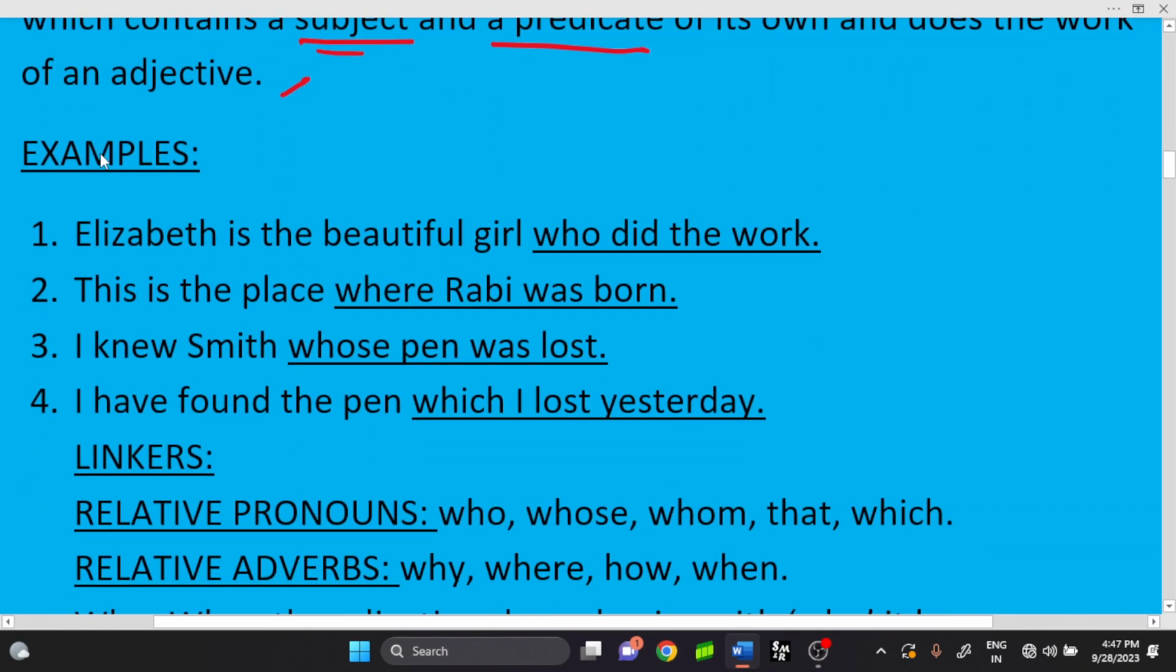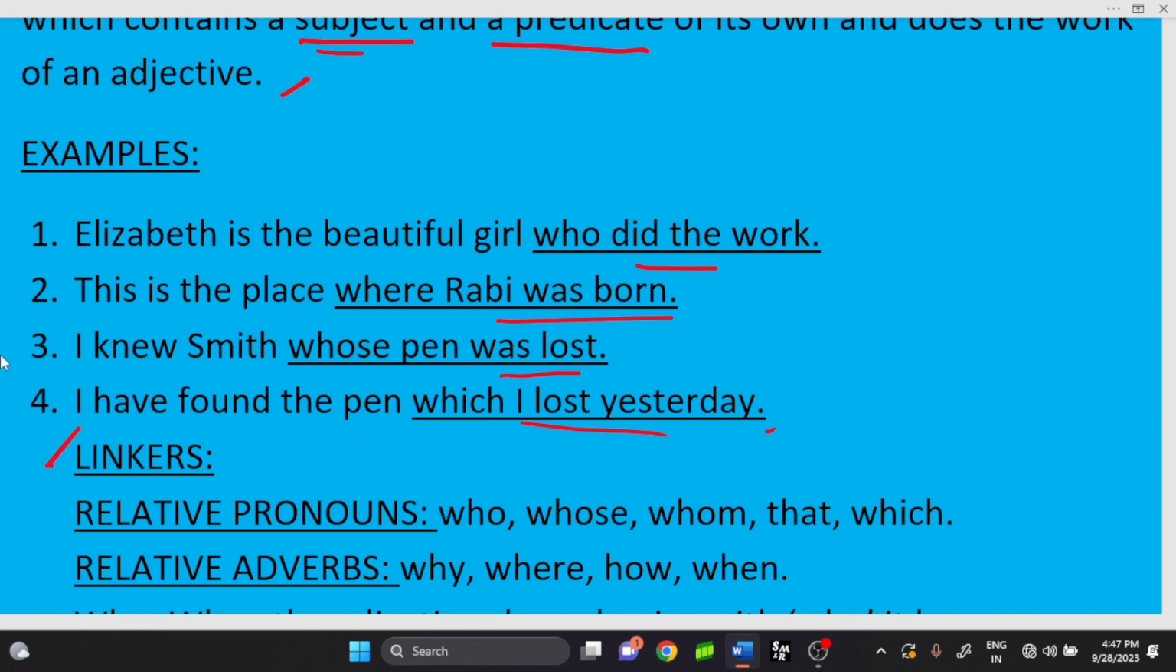The very first one is: Elizabeth is the beautiful girl who did the work. Next one: this is the place where Ravi was born. I knew Smith whose pen was lost. I have found the pen which I lost yesterday. All the underlined portions in these 4 sentences are instances of adjective clause.